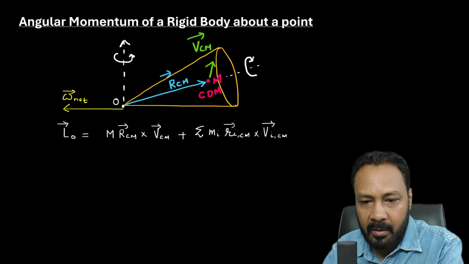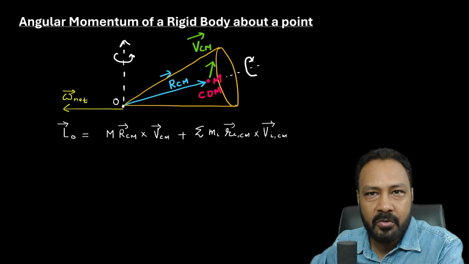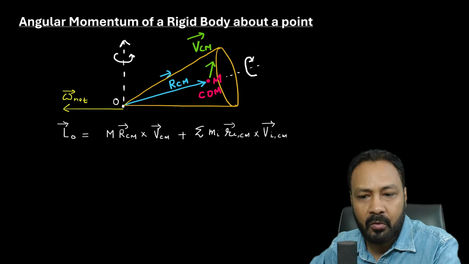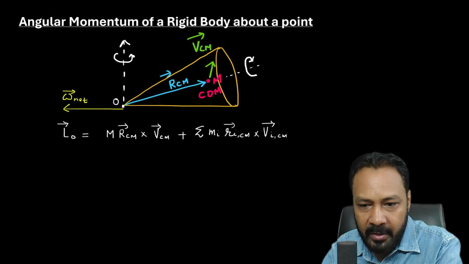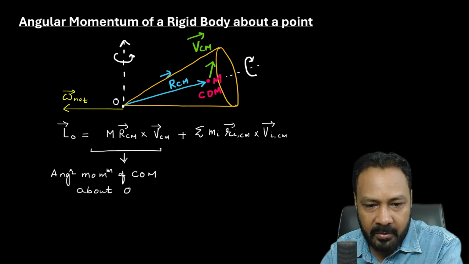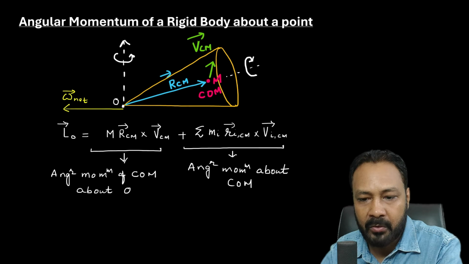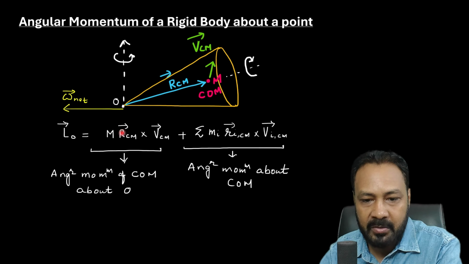And what is this second term? Here i is a general ith particle, R_iCM is the position vector of that particle with respect to the center of mass, and V_iCM is the velocity of that ith particle with respect to the center of mass. So m_i R_iCM × V_iCM is the angular momentum of the ith particle with respect to the center of mass, and their summation gives the total angular momentum with respect to the center of mass. So the first term is the angular momentum of the center of mass about O, and the second term is the angular momentum about the center of mass, and we call the first term the orbital angular momentum, and the second term the spin angular momentum.